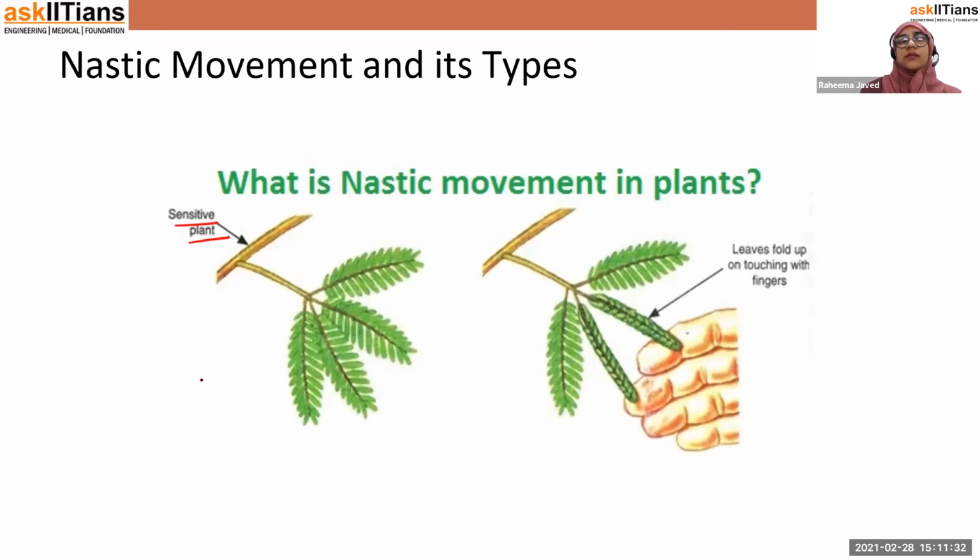This is a sensitive plant, the touch-me-not plant, Mimosa pudica. Everyone must have heard about it, and everyone must have seen it also. When this Mimosa pudica is touched, the leaves fold up. This folding of leaves takes place in response to the touch stimulus due to the turgor pressure differences which take place inside the cell.